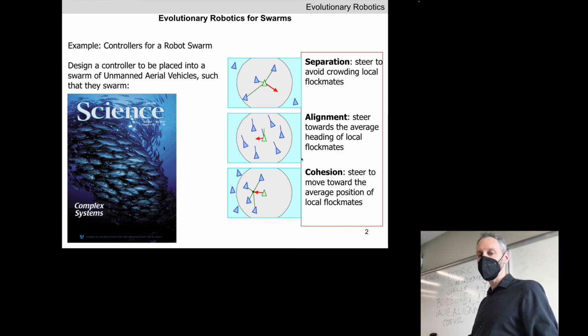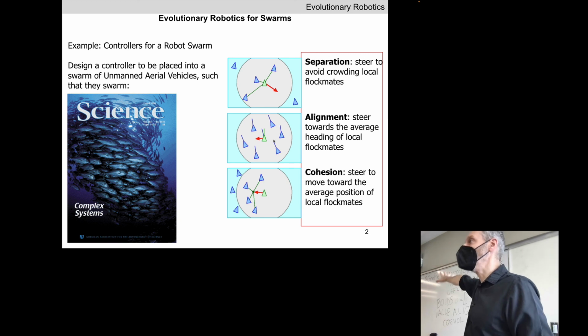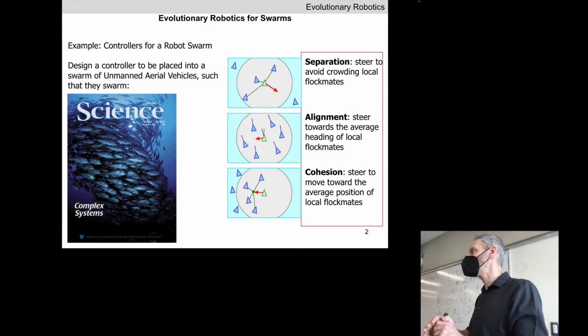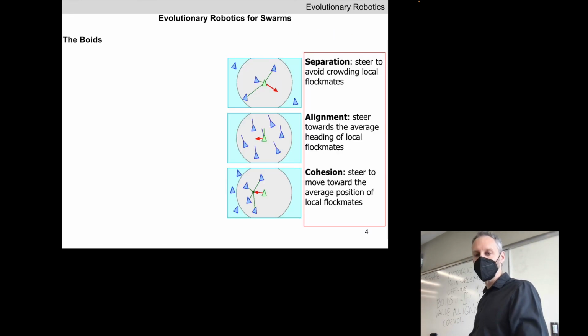Absolutely, absolutely. We can define our local flock mates to be him or her or it, right? It doesn't really matter. It can be inanimate objects. There is stuff on my right, so I'm going to turn a little bit to the left. There's stuff on the left, I'm going to turn a little bit to the right. And you get some of these behaviors for free.